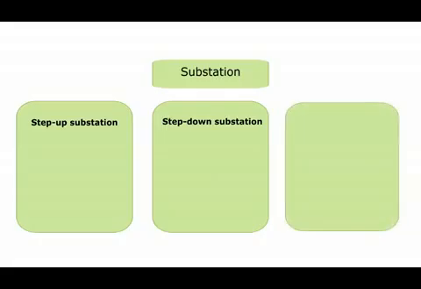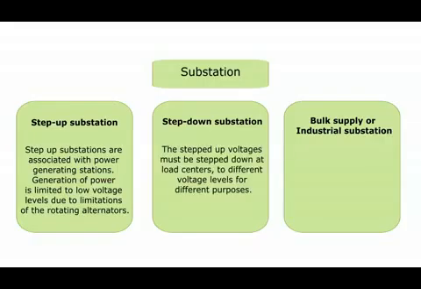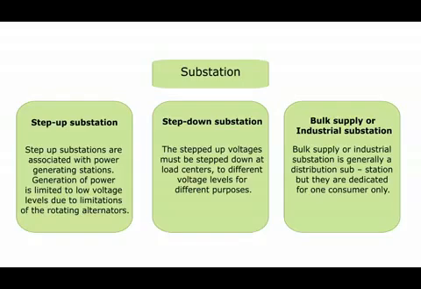Now we shall discuss the types of electrical substations: step up, step down, and industrial substations. With the step up and step down transformer details, anyone can easily guess the location of these substations. Step up substations are installed near generating power plants. Step down substations are located at load centers before distribution. Bulk supply or industrial substation is generally a distribution substation, but it is dedicated to one consumer only.